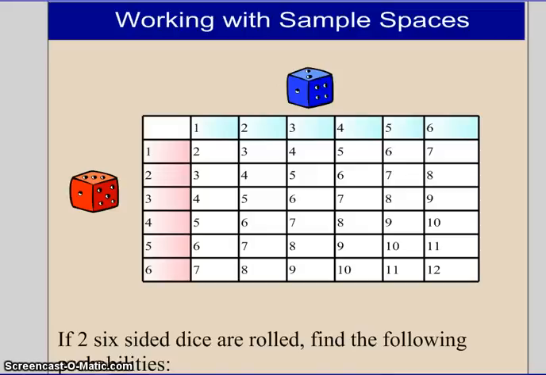Here's an example of a sample space where we have 2 dice, and we're looking at the sums of what the 2 dice give us. So in this example, the red die gave us a 1, and the blue die gave us a 1, and their sum is going to equal 2. So we rolled a 1 and a 1 and ended up with a sum of 2. So our sample space are all the sums.